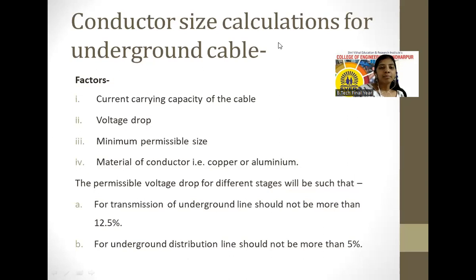And then minimum permissible size. For every conductor there is a minimum permissible size. That means even for carrying minimum current, we select the minimum permissible size that is fixed.